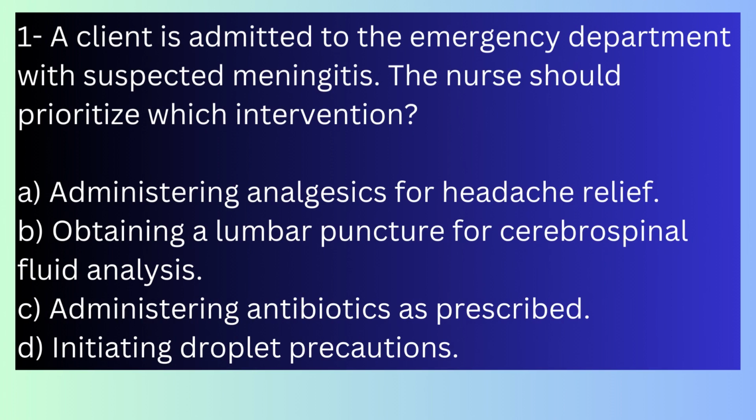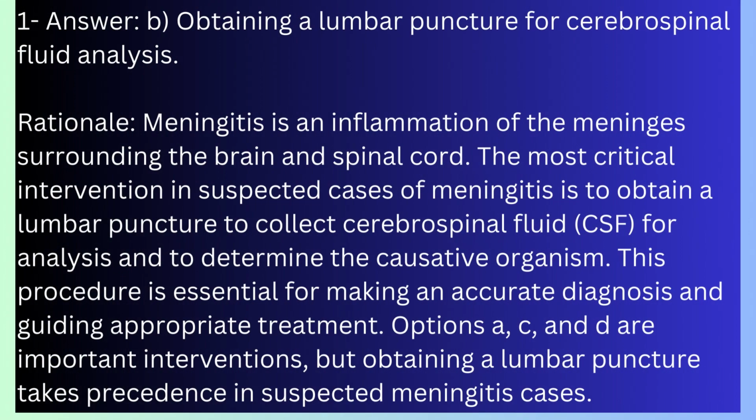Question 1. A client is admitted to the emergency department with suspected meningitis. The nurse should prioritize which intervention? A. Administering analgesics for headache relief. B. Obtaining a lumbar puncture for cerebrospinal fluid analysis. C. Administering antibiotics as prescribed. D. Initiating droplet precautions. Answer. B. Obtaining a lumbar puncture for cerebrospinal fluid analysis.